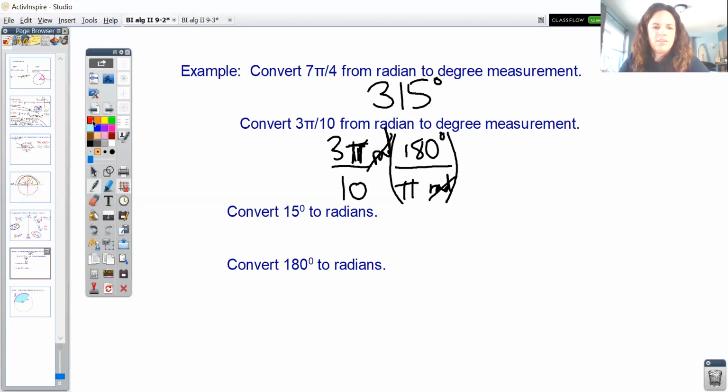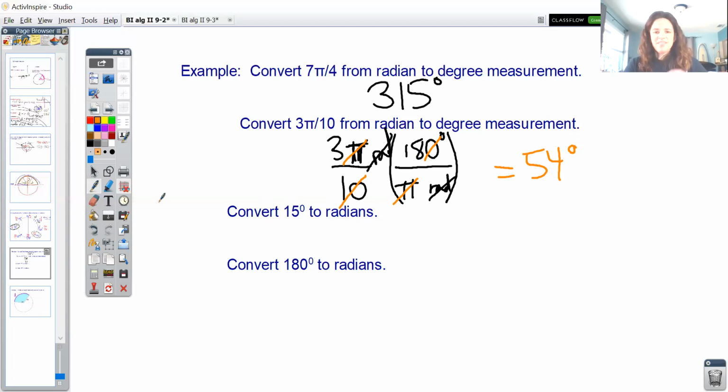To simplify this, I don't need a calculator because I can say that, well, also the pi divided by the pi would go away, and the zeros would go away. And so I get 3 times 18, which is 54. And so I get that that's going to be that 3 pi tenths radians is the same as 54 degrees.